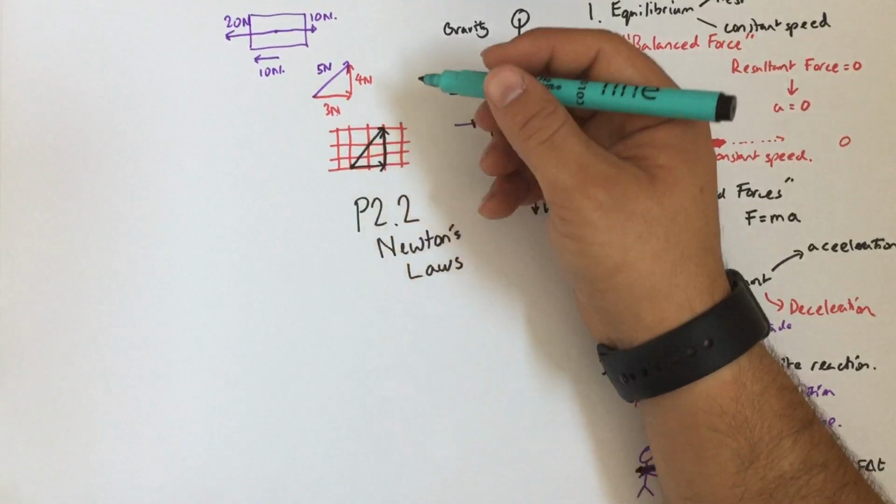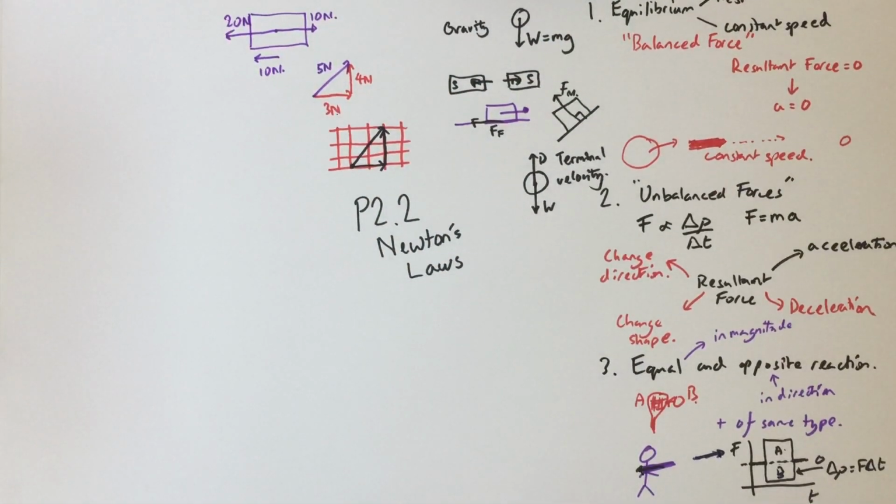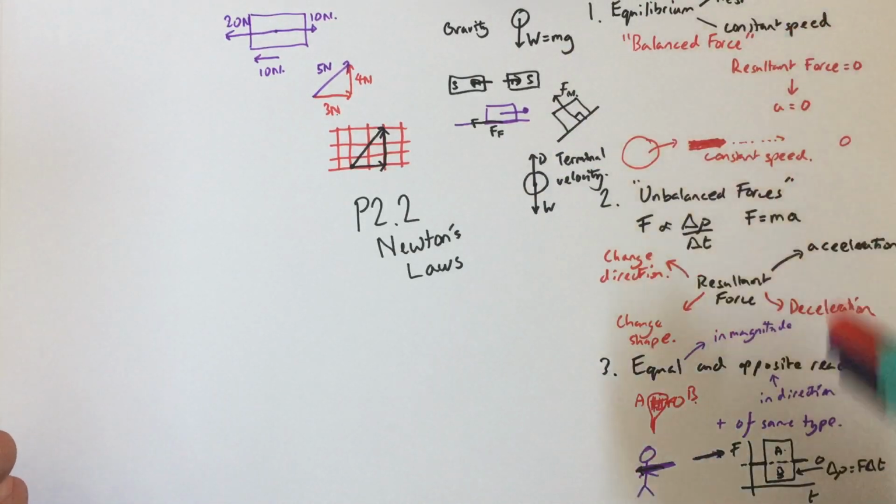So there are lots of other examples that you could use that would also work. So you could use Pythagoras to calculate the resultant force in that case. So just in summary of what we've covered so far, we've got Newton's three laws.